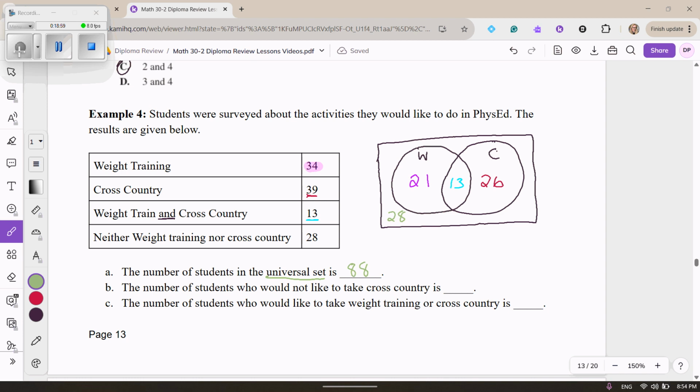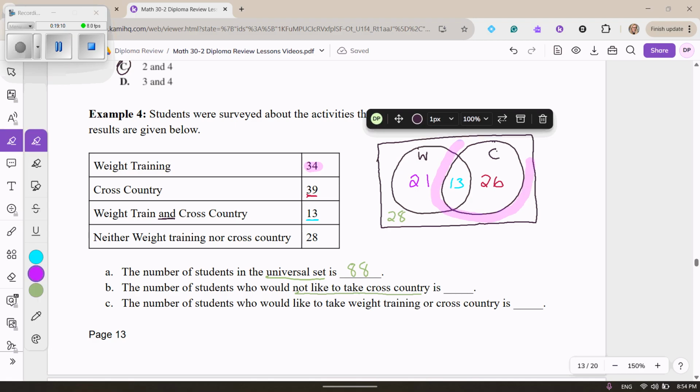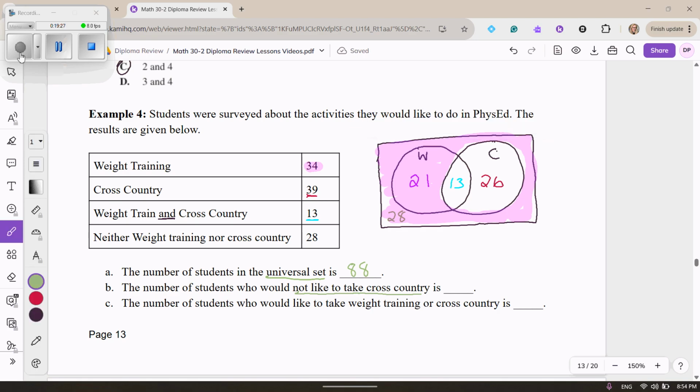Okay, the next question says the number of the students who would not like to take cross country. So when we look at our Venn diagram, that's the complement of cross country, right? It's everything outside of cross country. In this case, that is represented by 21 and 28. Both of those numbers, those people don't want to take cross country, and that is 49.